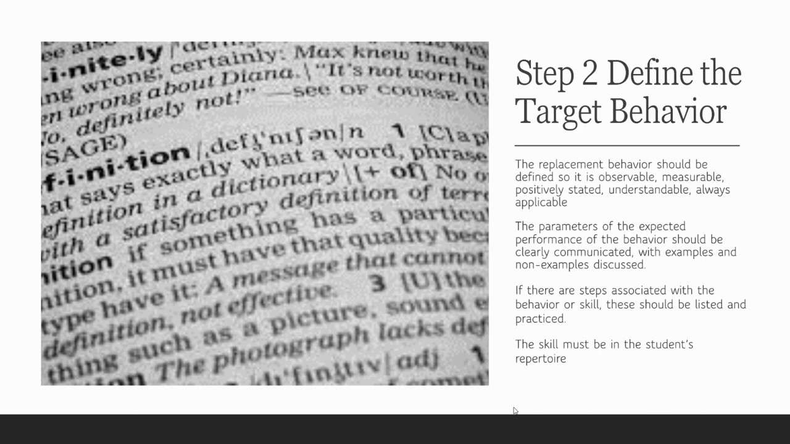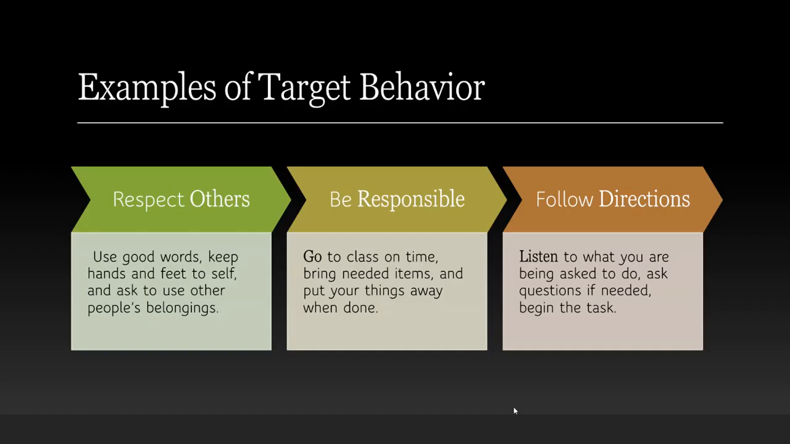If there are steps associated with the behavior or skills, these should be listed, and it should be taught explicitly, giving those students the opportunity to practice those steps. In order for a student to self-monitor a skill, they must have had explicit instruction, it must be something that they have mastered, and it must be a skill in that student's repertoire.